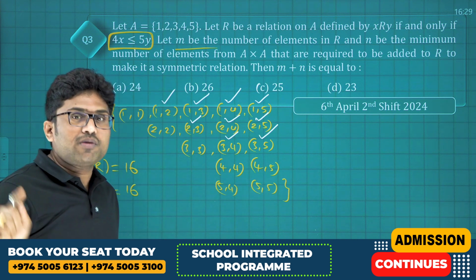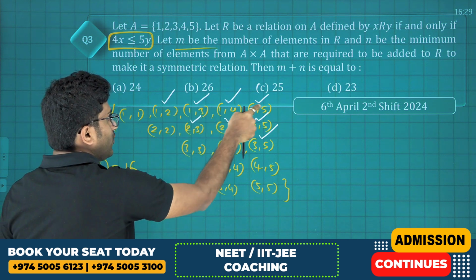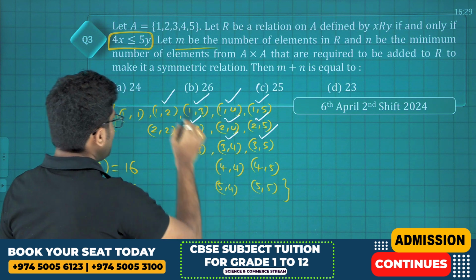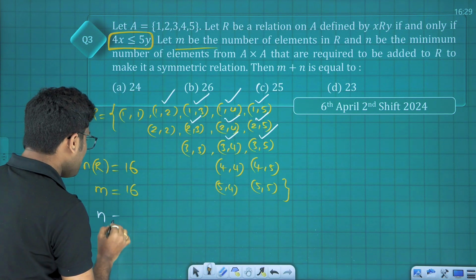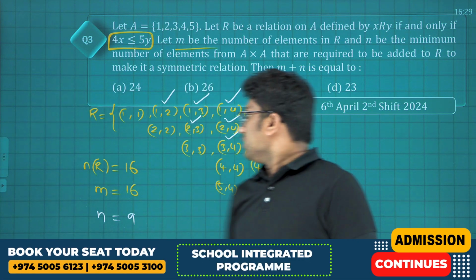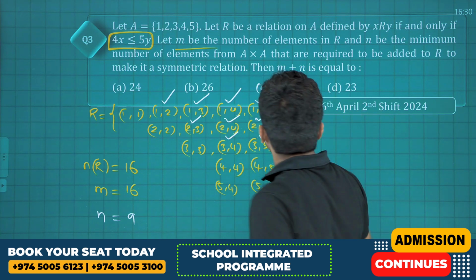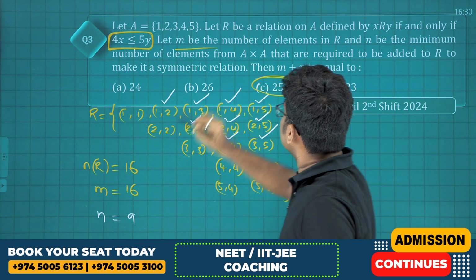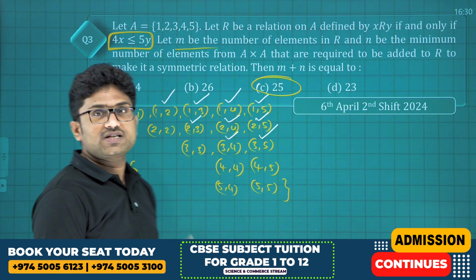So what is the minimum number of elements that we have to add? (2,1), (3,1), (4,1), (5,1), (3,2), (4,2), (5,2), (4,3) and (5,3): 1, 2, 3, 4, 5, 6, 7, 8, 9. So the minimum number of elements to be added in R to make R symmetric is 9. Now they are asking us to find the value of m plus n, friends. So m plus n is equal to 25. The answer is 25. Clear? Next question.